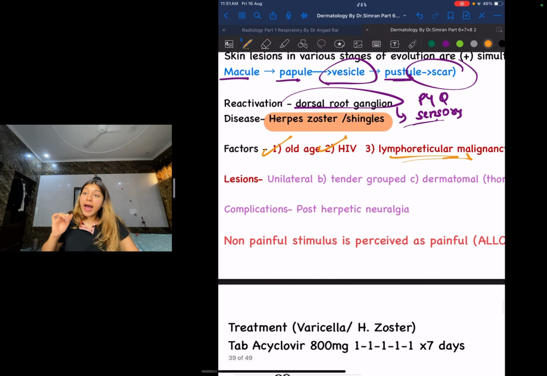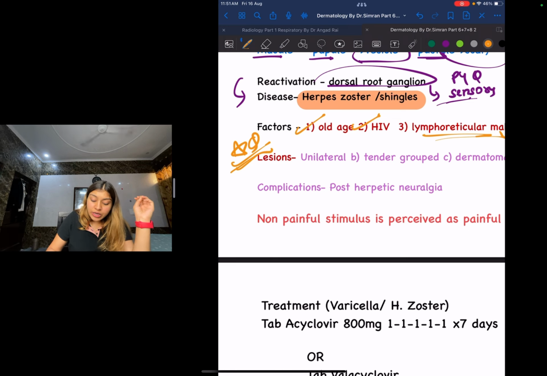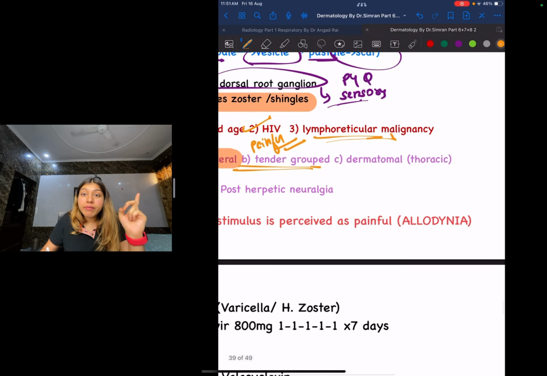Now if they ask you what the lesion is going to be, this is very important. You read this in the question, they will tell you that it is going to be unilateral in nature. They are going to be tender and grouped. Tender means it's going to be painful on touch. And very importantly, guys, it is going to follow the dermatomal level of your thoracic region.